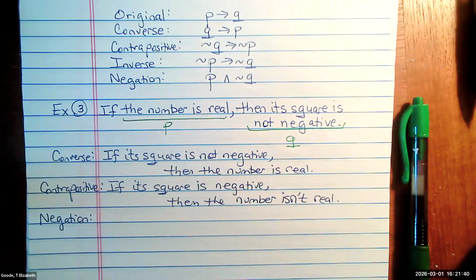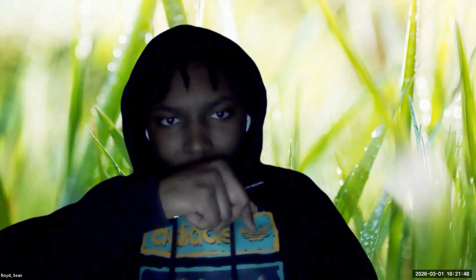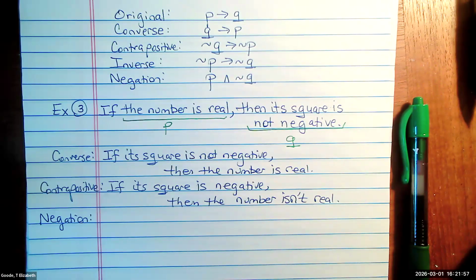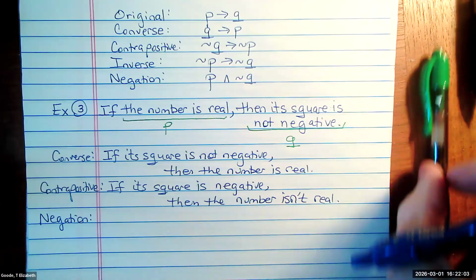If the number is real, then the square is negative. No, if the number is real and... Remember, we're going to approach this in another way here in a few minutes to help you.